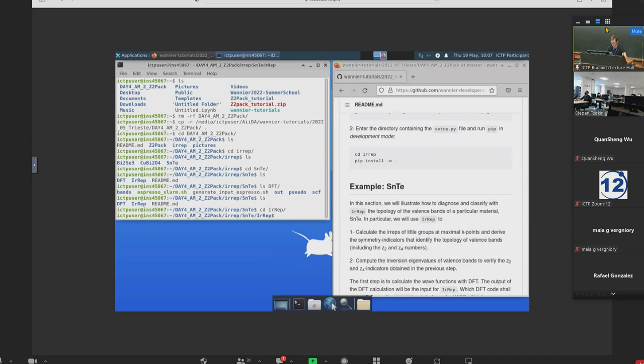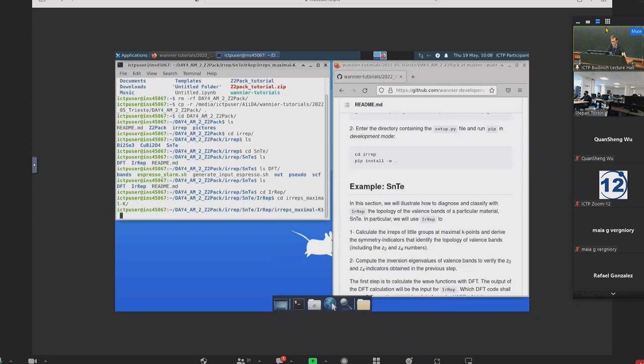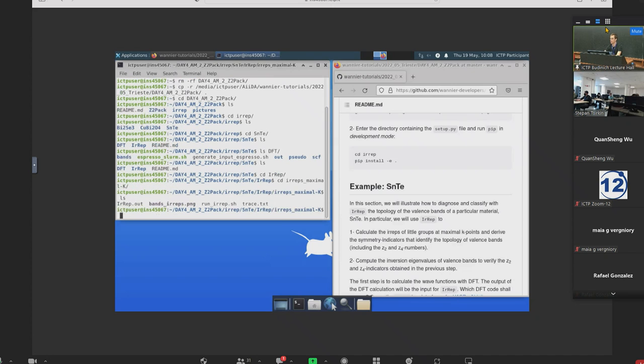We come to its folder and to the first example, which is to calculate the irreps at maximal k points, okay? Okay, so everyone is here, right? Good.